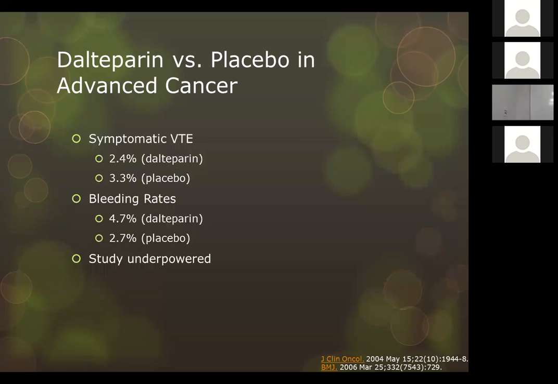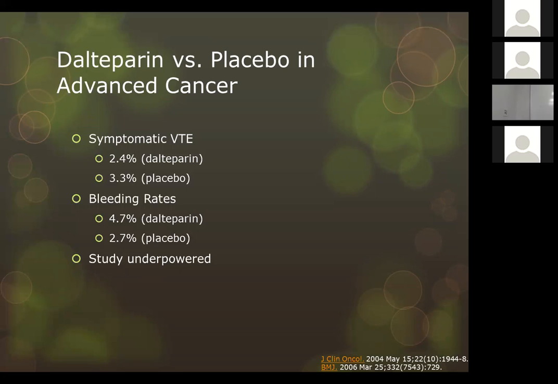Now, when we look at different statistics in the study, how many patients had a symptomatic VTE? There was 2.4% of the patients that had a symptomatic VTE on the thromboprophylaxis or on the anticoagulation, while 3.3% on the placebo did. Now, the other thing to look at is the bleeding rates. So 4.7% of the Dalteparin patients had a bleed. There was a total of 9 bleeds. 8 of them were minor, but 1 of them was major and it was fatal. As far as the placebo went, there were only 5 minor bleeds, none of which were fatal.